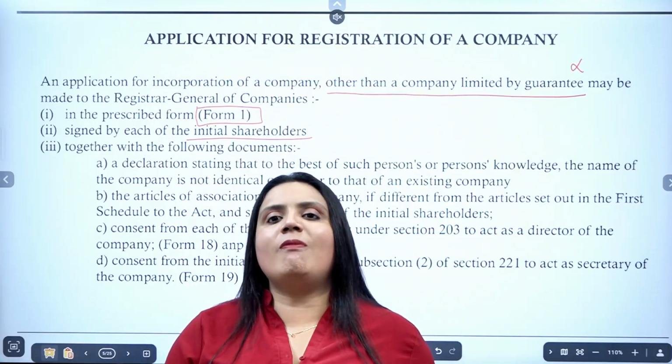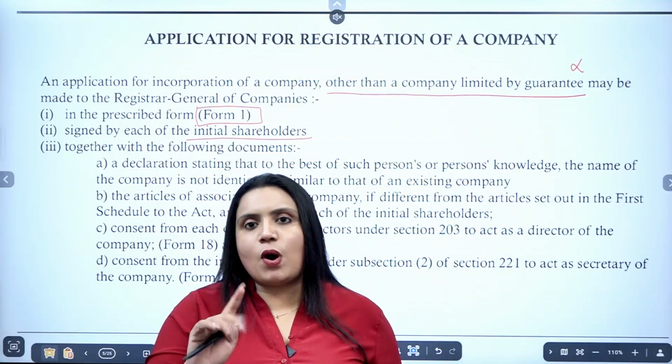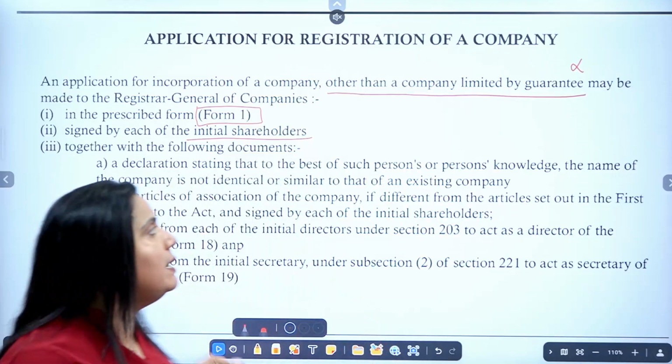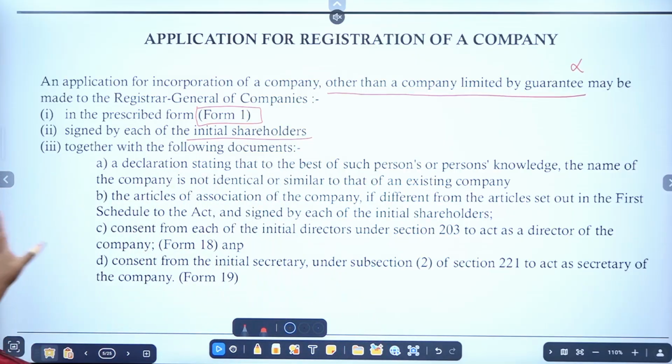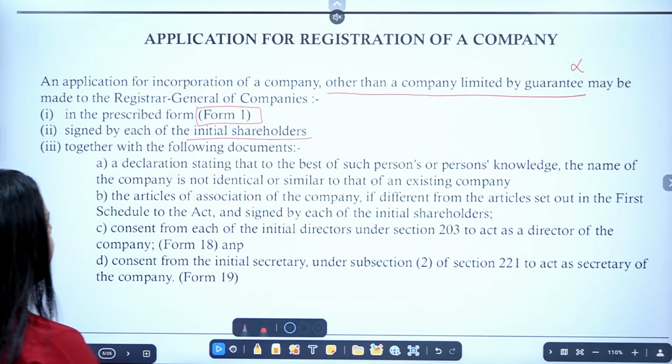Company එකට එක form 1 එකයි තියෙන්නේ. Company will only have one Form 1 which will be signed by the initial shareholders together with the following documents. So these are the other documents.